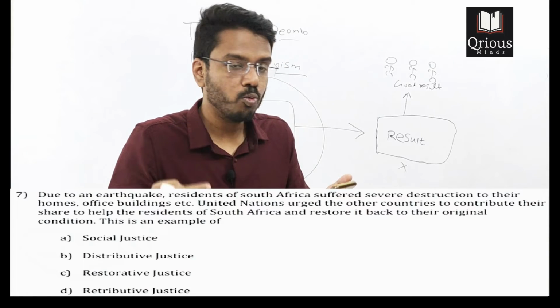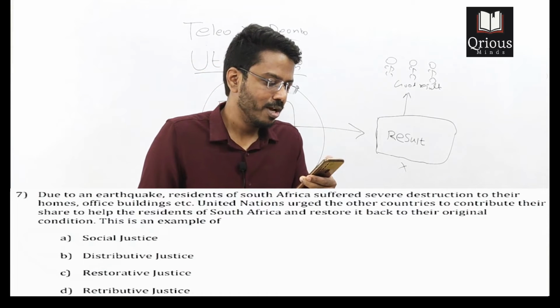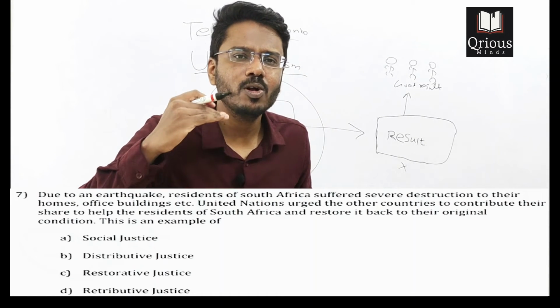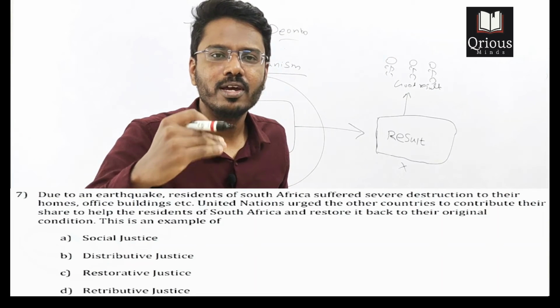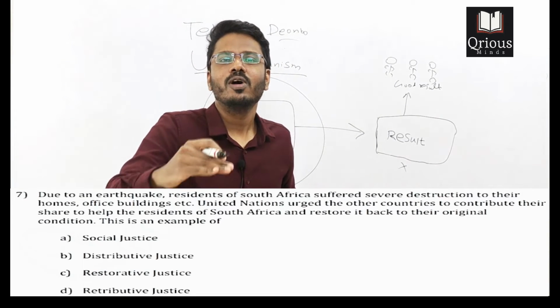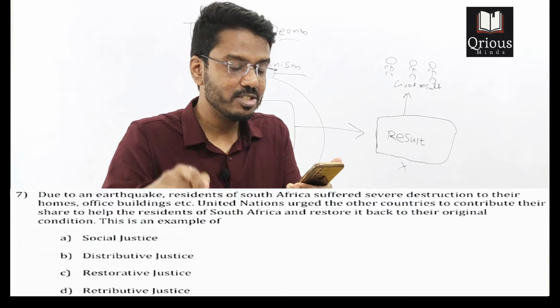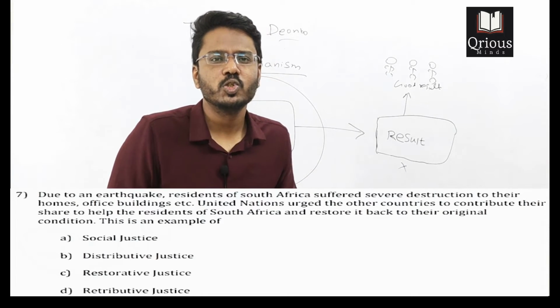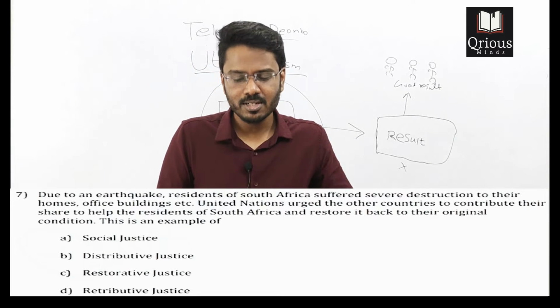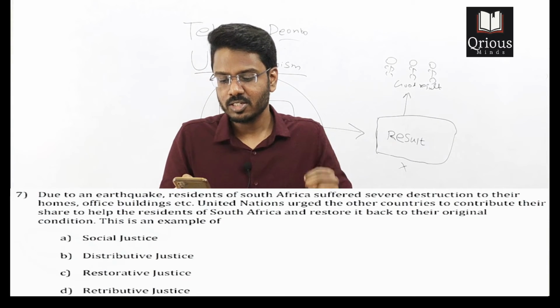Now let's understand what these options mean. Social justice means giving equal opportunity to everyone, equal educational opportunities, equal political opportunities, like that. And what do you mean by option B, distributive justice? The assets should be allocated equally among the society. So that's what you call distributive justice.